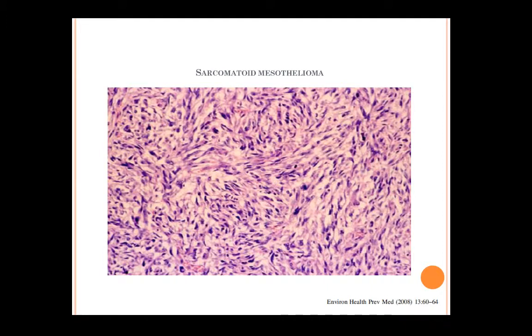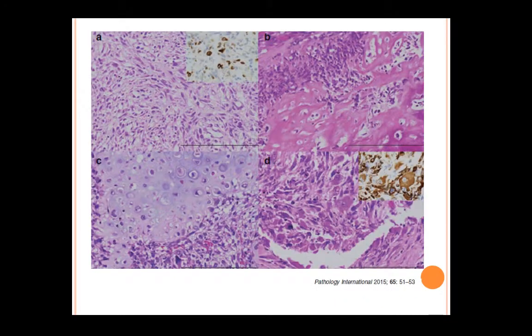Sarcomatoid mesotheliomas are a form of aggressive neoplasm. Usually the survival is low. It is composed of spindle cells arranged in interlacing fascicles. Usually these present only in pleura. They are very rare in peritoneum, and they can have heterologous differentiation with presence of osteosarcomatous and rhabdomyosarcomatous or chondrosarcoma areas.